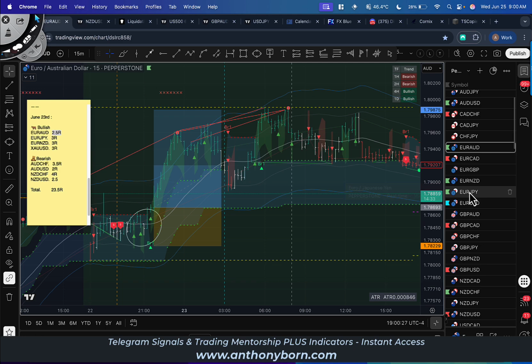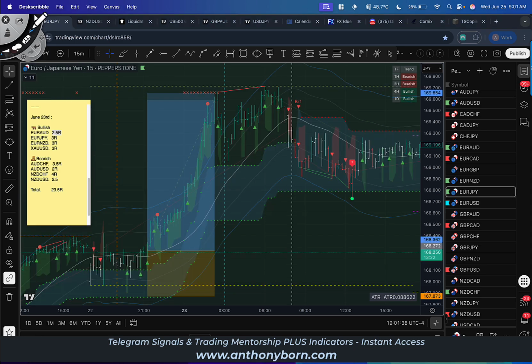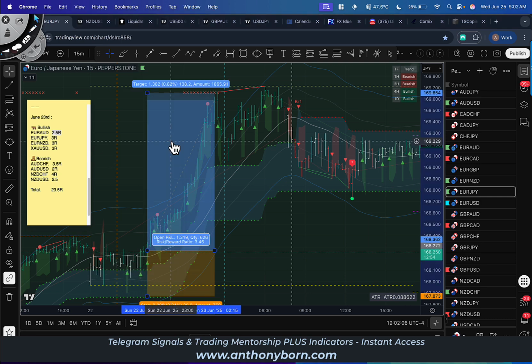Euro Yen. Quick look at the Euro Yen. And again, we're looking for the opportunity after this initial range. This is the Asia Open here. We've got to wait for these signals. They kick in and we take the trade. Targeting this previous daily here. Stop loss, you can keep it fairly tight, just slightly under here. And that's a 3.46R. Well, 3.4. Euro New Zealand.